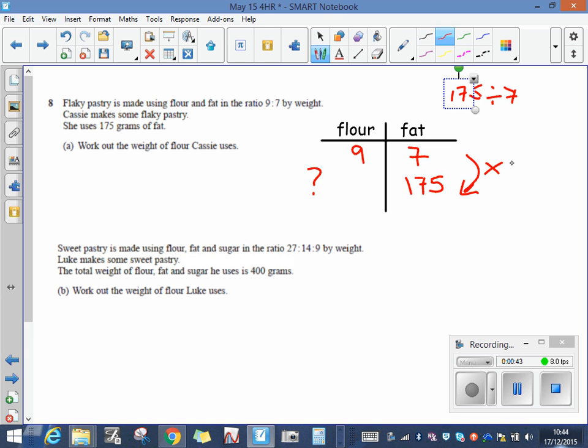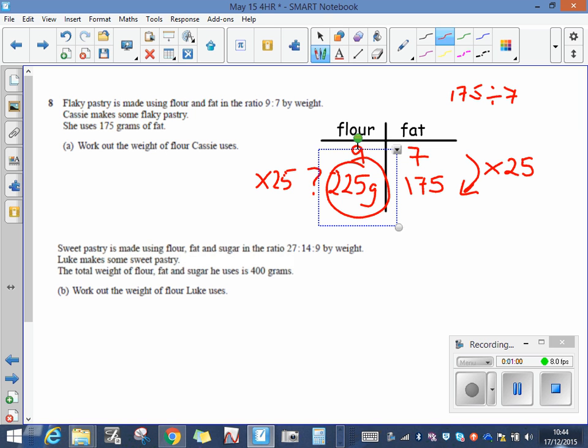So here on this side we've multiplied by 25, which means that on this side we're also going to be multiplying by 25, and if we do 9 times 25 we get 225. Okay, so the weight of flour that Cassie uses for her flaky pastry is 225 grams.